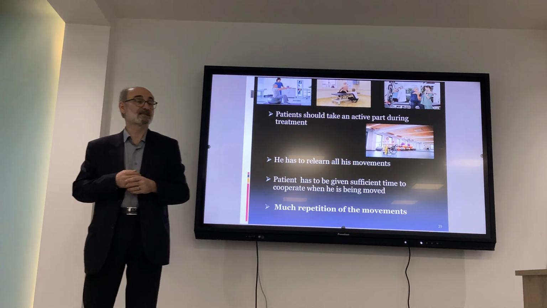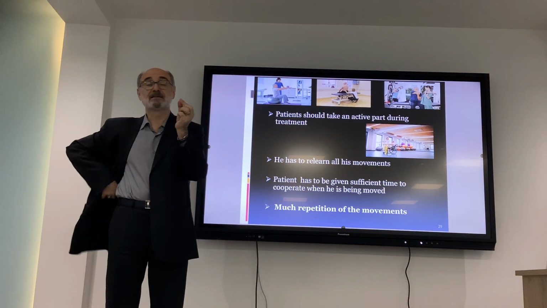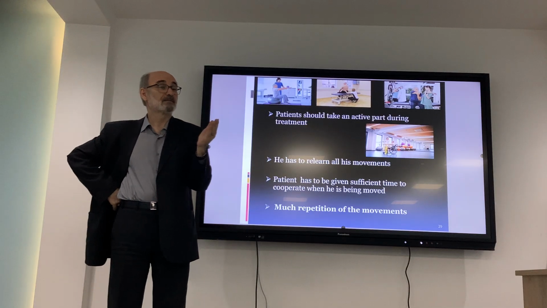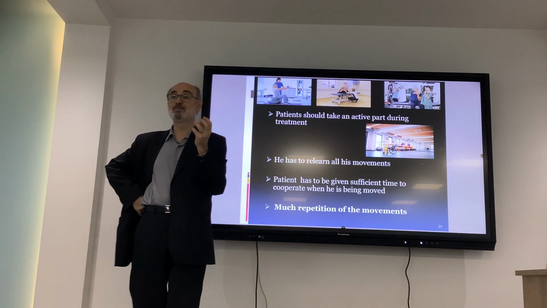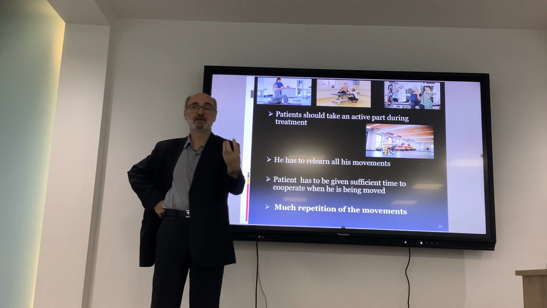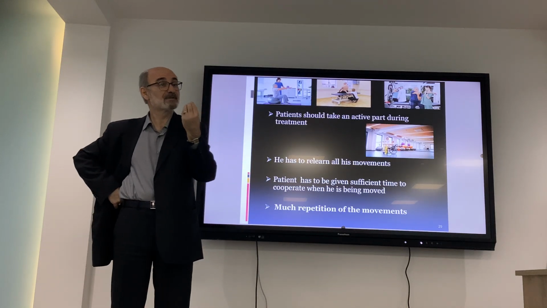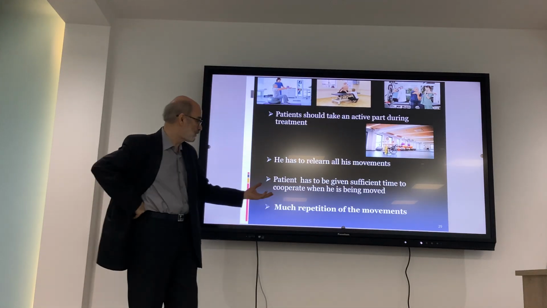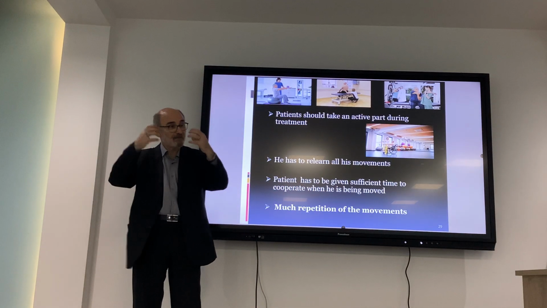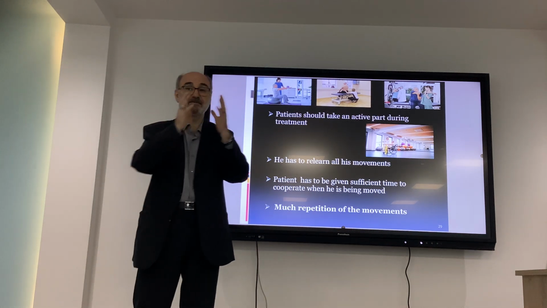Even it's said in the literature that one movement should be repeated at least 300 times. Some believe that for learning the movements, for each movement, for example flexion and extension, the movement must be repeated 2,000 times. Therefore, much repetition of the movements is required to establish the neural engrams associated with that movement.